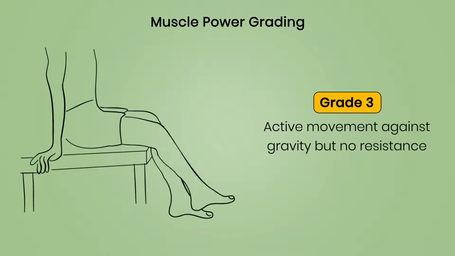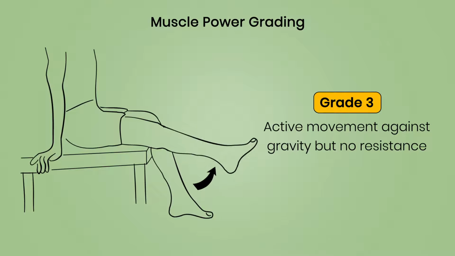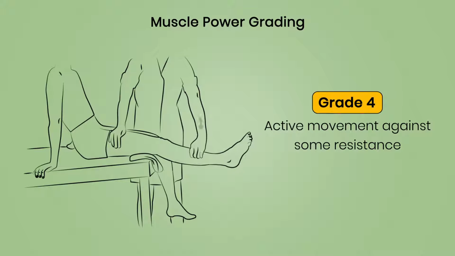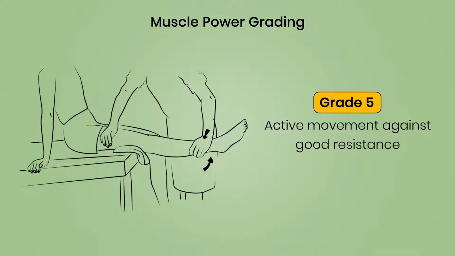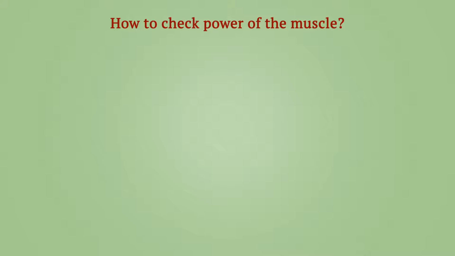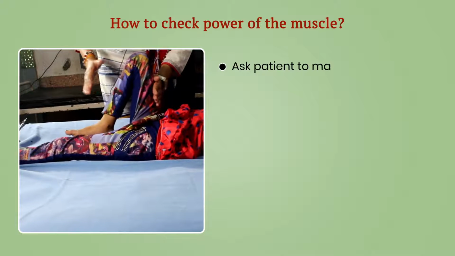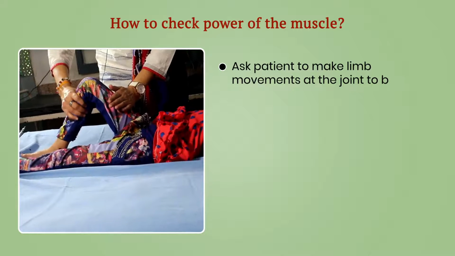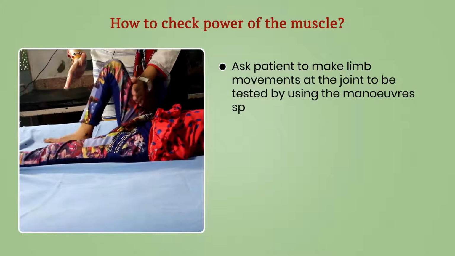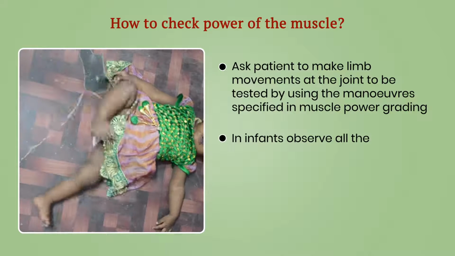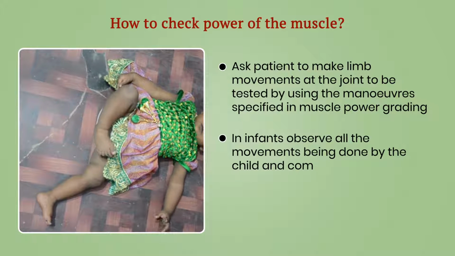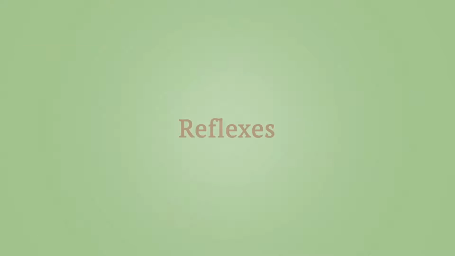Grade 3: active movement against gravity but no resistance. Grade 4: active movement against some resistance. Grade 5: active movement against good resistance. How to check power of the muscle? Ask patient to make limb movements at the joint to be tested by using maneuvers specified in the muscle power grading. In infants, observe all the movements being done by the child and compare with other limbs.